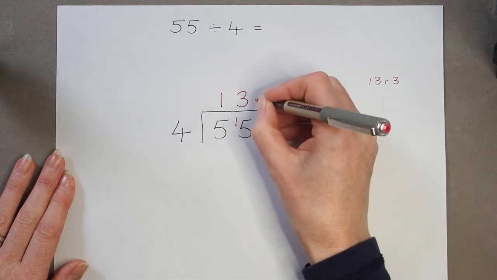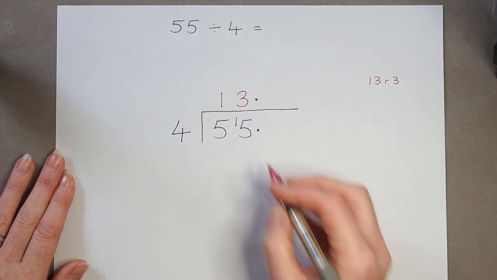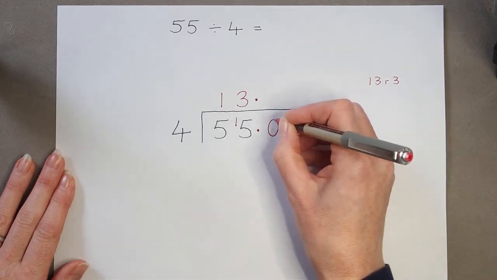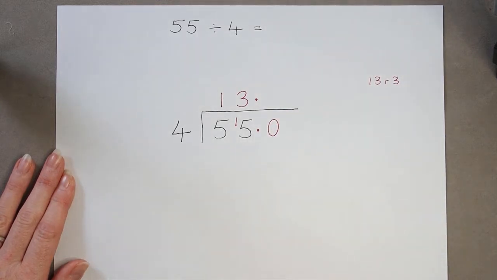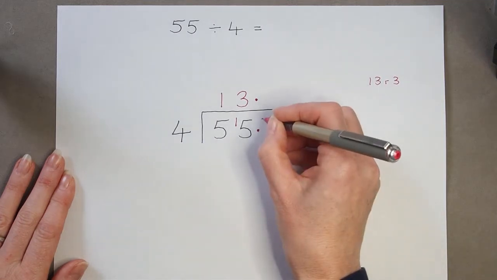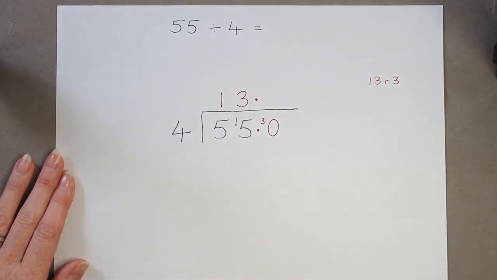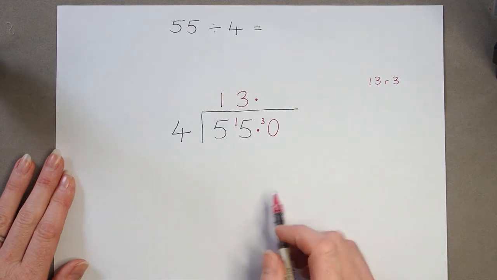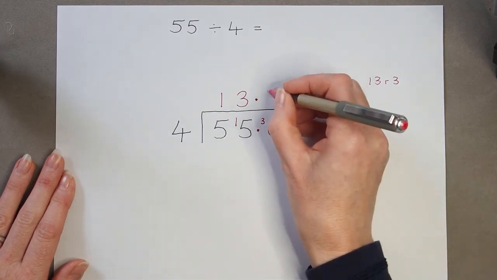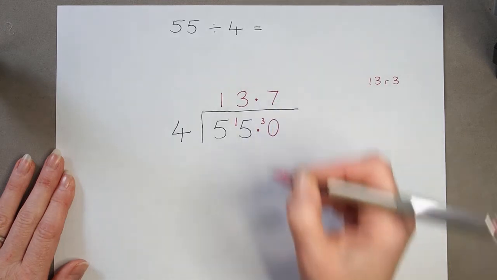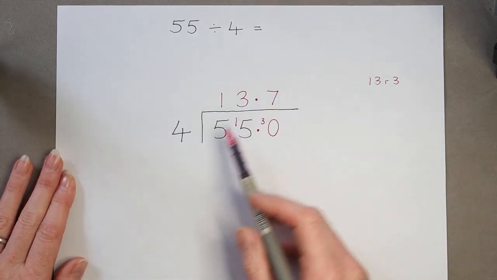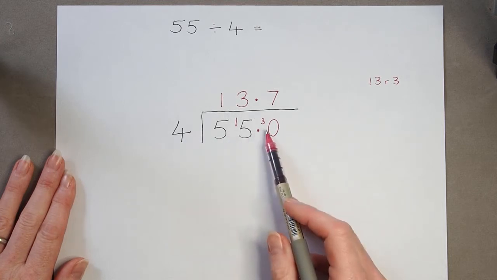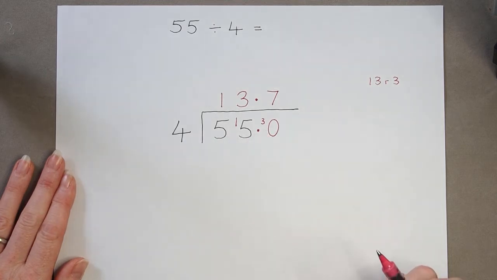So we put the decimal point in, and 55.0, nothing has changed about that number. So now I can put my remainder of 3. 30 divided by 4 is 7. But there's a remainder still, because 7 multiplied by 4 would be 28. So that leaves a remainder of 2.